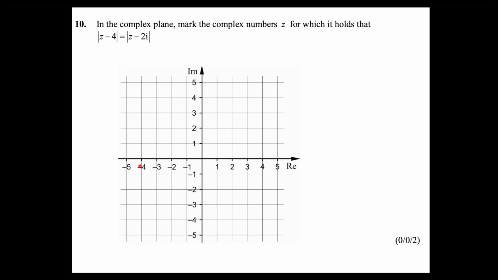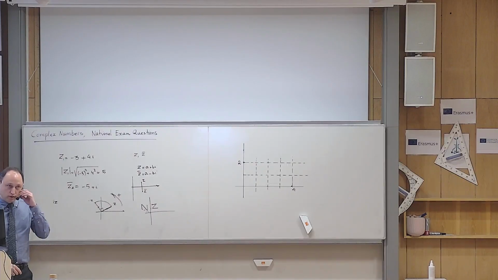And then we go to the next problem. I want to wait for you. And I would say that this is very generous. 2 A points for nothing. So in the complex plane, we solved these kinds of problems in the first lesson. So in the complex plane, mark the complex numbers Z for which it holds this. I want to wait for you. Okay, do you have your answer?